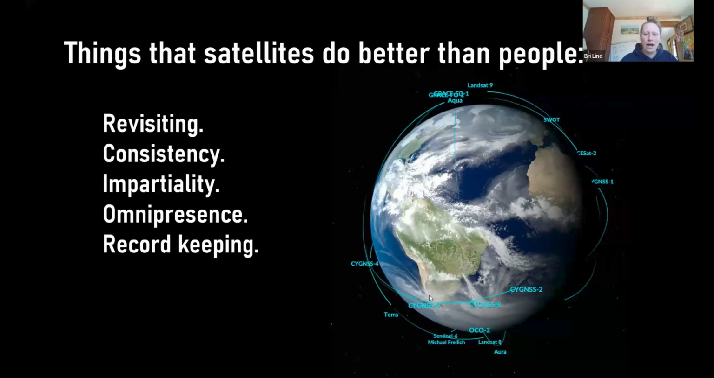I want to point out that satellites do a couple of things pretty well. They're always going over the same spots all the time, and they don't forget. Sometimes clouds are in the way, but they're not having an appointment and forgetting to do it. They're very consistent, and that's really helpful. They're always there, and they keep recording data. Those are the things that are really great about satellites.